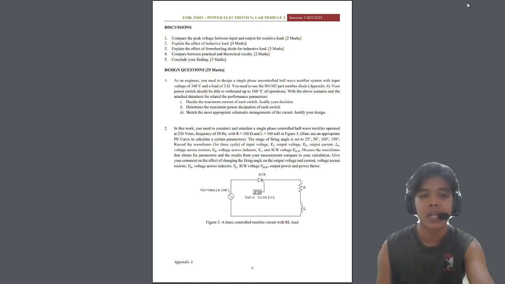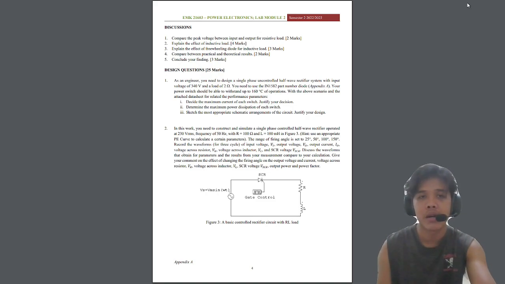So for the third one, explain the effect of freewheeling diode for inductive load. The positive cycle is identical to that without a freewheeling diode. However, when it moves into a negative cycle, the inductor will only feed the resistor and the freewheeling diode. The discharge rate of the inductor stays lower than before since it just supplies power for the resistor. The circuit enters the positive cycle once more before the inductor is completely discharged. As a result, the circuit receives constant current and the voltage output has only positive cycle.